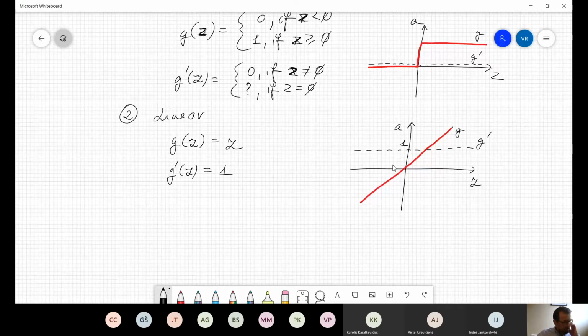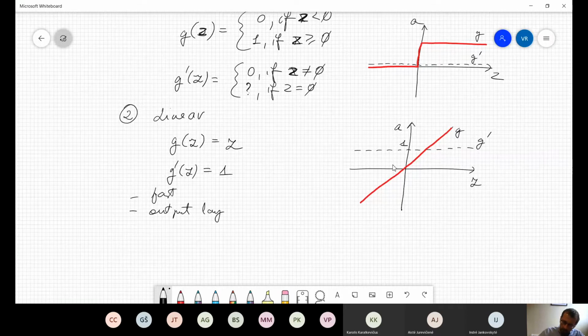This has some features. It is a fast neuron, because nothing has to be calculated at all. It is used for linear regression, and basically it is used on the output layer in regression tasks.